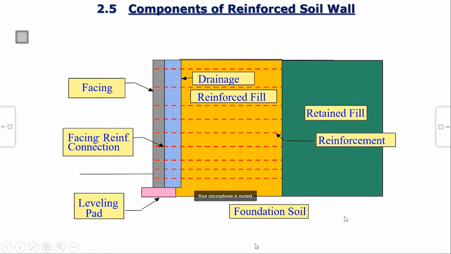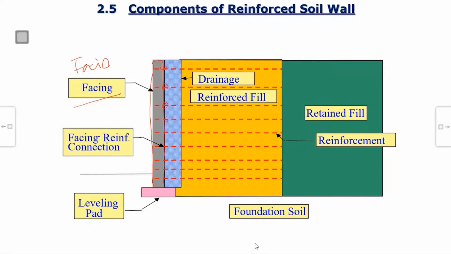Now move further. This reinforcement is connected to this front portion, this gray colored thing, and this is known as fascia or facing. This looks like a wall, but actually it is not a wall. It's a very slender section. We'll see what its function is and all. But this is a very, very slender vertical element, and this reinforcement is connected to this.